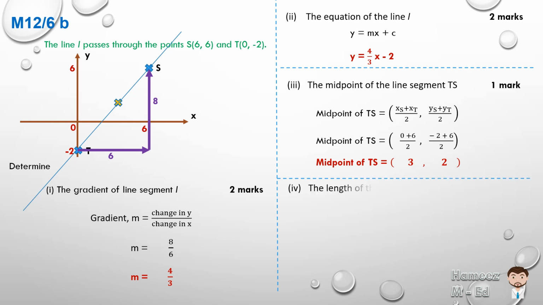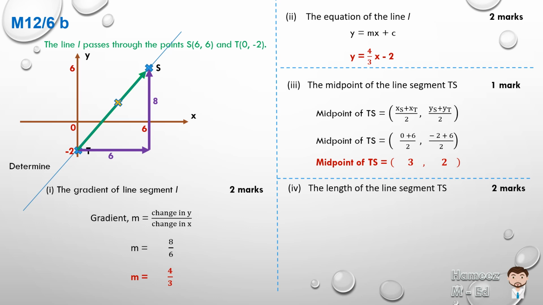Part 4, the length of the line TS. Now if you want to find the length of a line, look at our sketch. What we're really asking is to find the hypotenuse of this right-angled triangle. And how do we find that? We're using Pythagoras' theorem. Pythagoras' theorem says that the square of the change in y and the square of the change in x, when we add them up, will give us the square of TS, the hypotenuse.